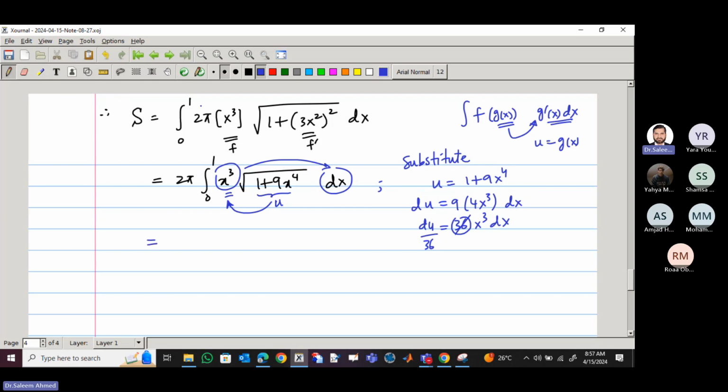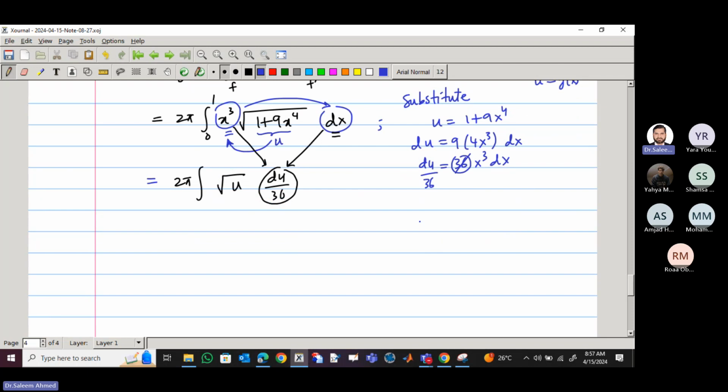Okay, so this will become 2 pi square root of u, with x cubed and dx. These both will become du by 36. So x cubed and dx, they both are gone together, right? Together they become du by 36. So now the limits. If x is 0, my u is 1 plus 9 times 0 to the power 4. So that is 1.